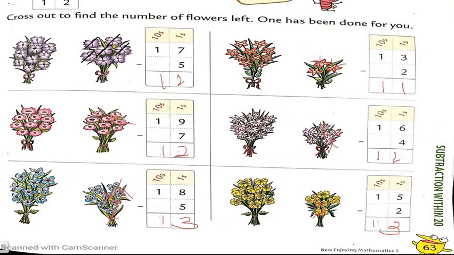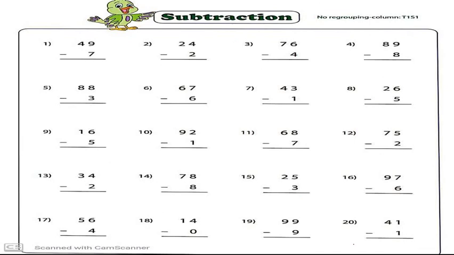I hope you all understand this properly. The concept becomes clear to you. Okay, let's practice the exercise more. 9 minus 7, we get number 2. Here 4 minus 0, so we get number 4. So we can say that 49 minus 7, we get number 42.